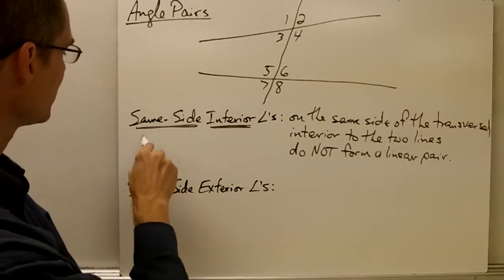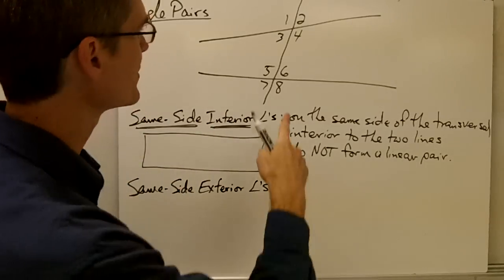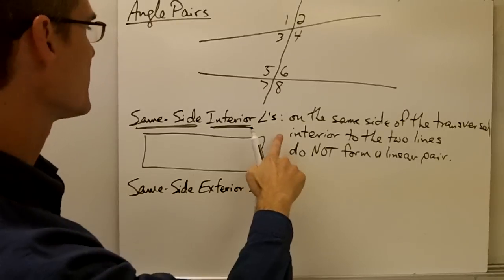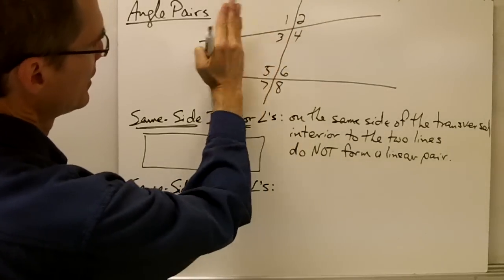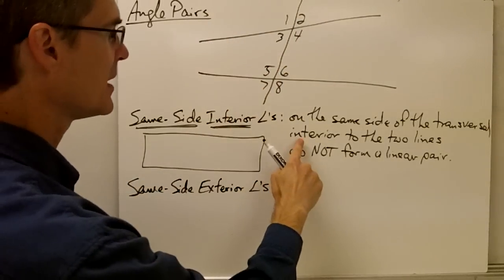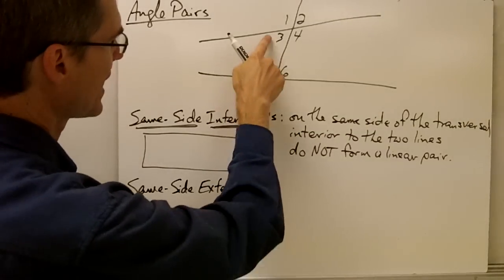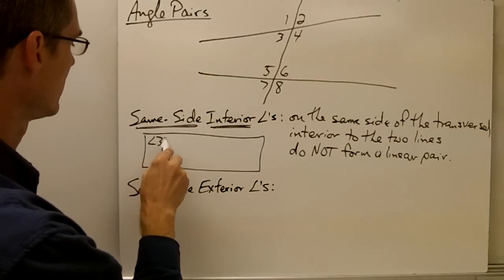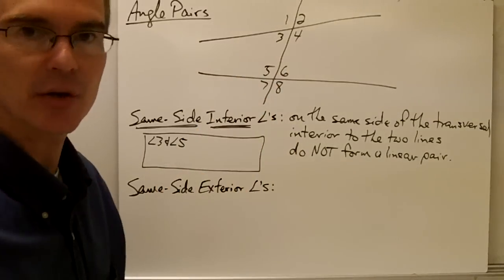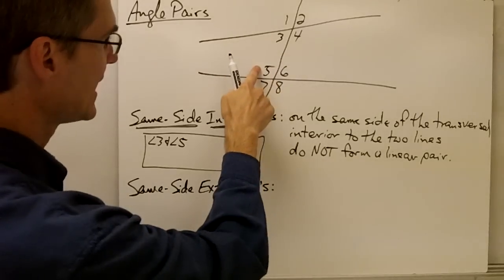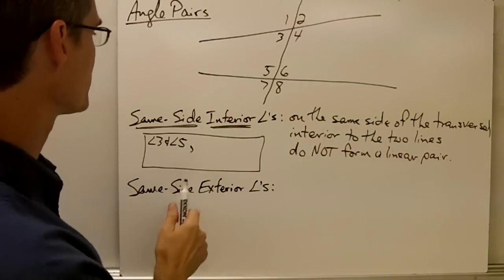Okay, so now we have a definition of same-side interior angles based on these 3 characteristics. Let's see if we can identify the pairs of same-side interior angles in this diagram. So they're on the same side of the transversal. So here's my transversal. Let's look at the left side of the transversal first. They're going to be interior to the two lines. That's these angles right here. Do not form a linear pair. So angle 3 and angle 5 would be a pair of same side interior angles. Same side of the transversal, interior to the two lines, and they do not form a linear pair. So that's one pair of same side interior angles.